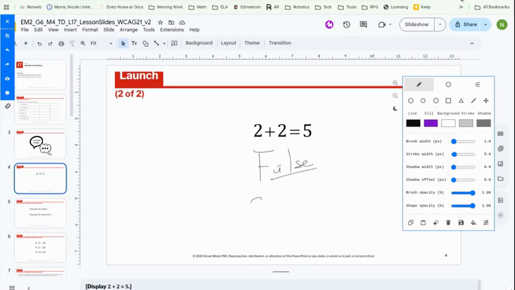A true number sentence would be 2 plus 2 equals 4. This is true because it is factual. It is how the world actually works. So that's lesson one: there are number sentences that are false and number sentences that are true.